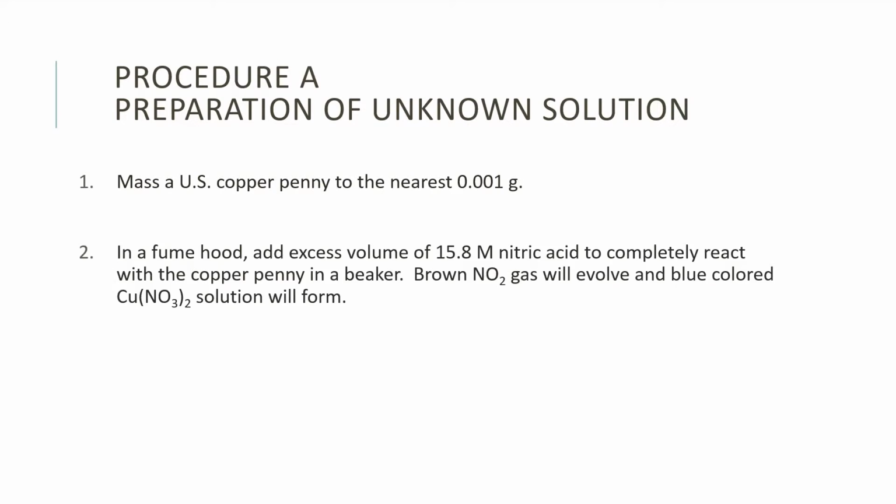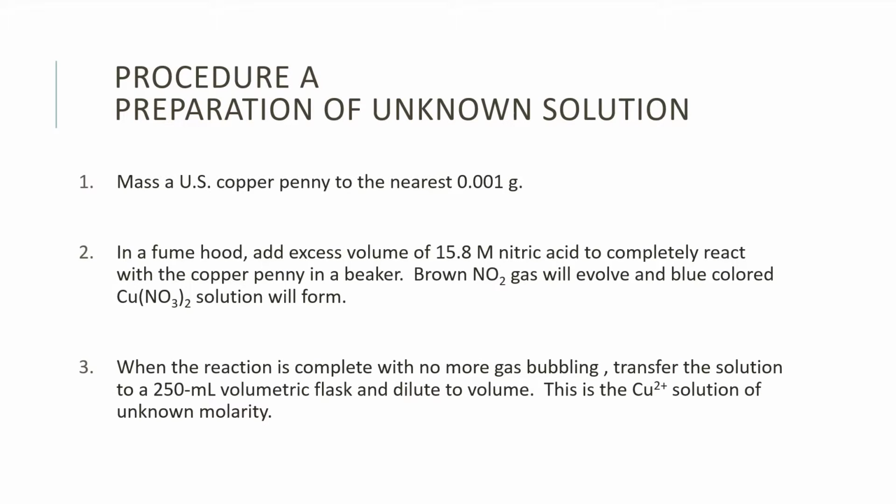Procedure A. Preparation of unknown solution. First, mass a US copper penny to the nearest thousandth place. Then, in a fume hood, add the excess volume of 15.8 molar nitric acid to completely react with the copper penny in the beaker. In this reaction, a brown nitrogen dioxide gas will evolve and a blue-colored copper nitrate solution will form from the production of copper ions.